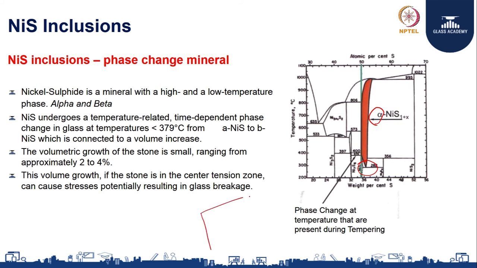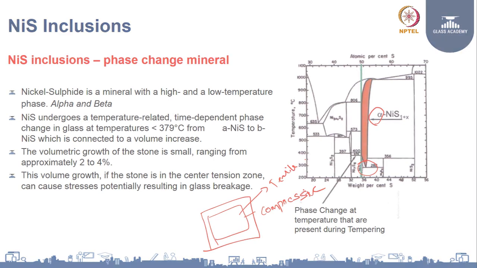This volumetric growth, even if it is only 2 to 4%, when you put it into the glass sizes, causes a breakage. Particularly, if you take a glass, the center will normally have the tensile area, while all the corners will be compressive. So, any nickel sulfate in the tensile area will tend to break with higher probability compared to one in the compressive bracket.